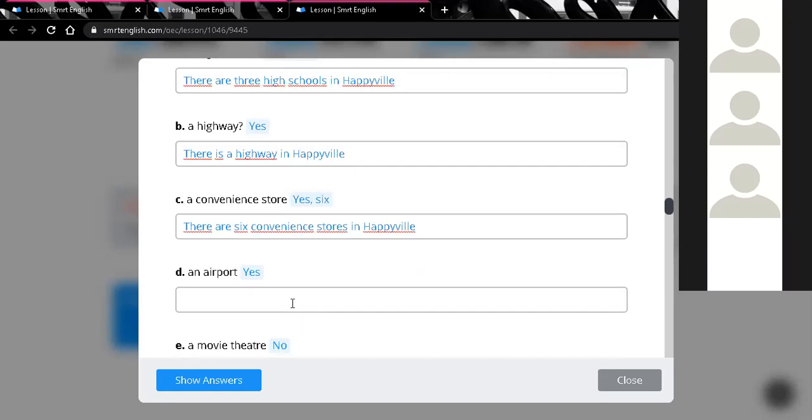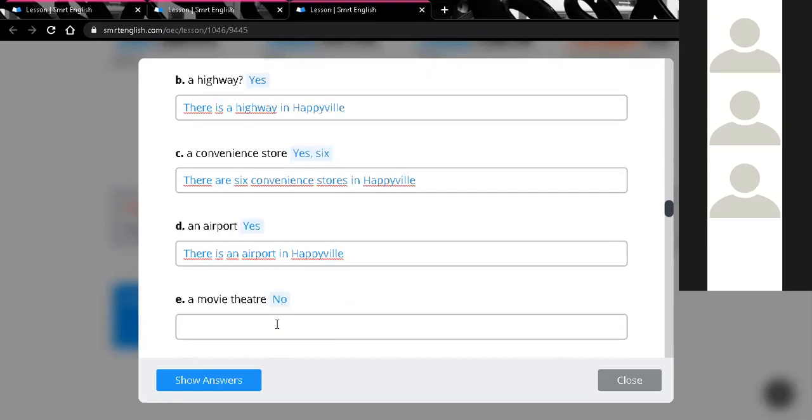An airport, yes. There is an airport in Happyville. Okay. A movie theater, no. There isn't a movie theater in Happyville. Very good.